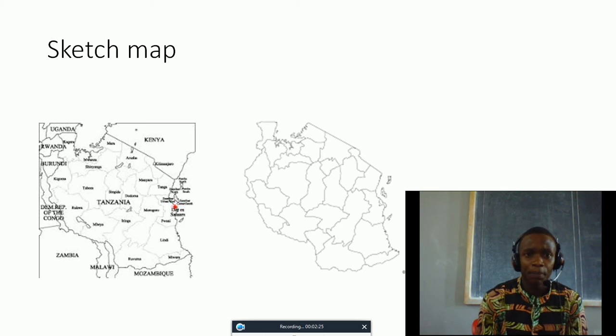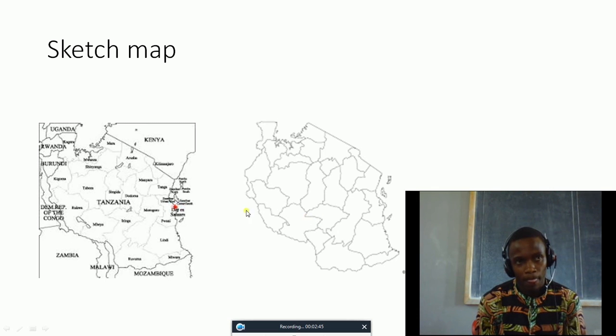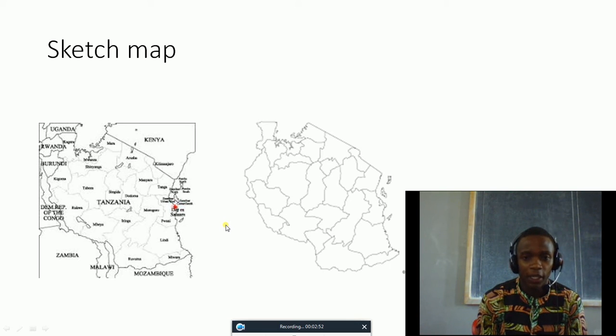Okay, a sketch map is a freehand drawn map representing an area. It is drawn roughly to represent specific information, and the user draws it in order to understand the specific information about a certain place or a certain district or region.